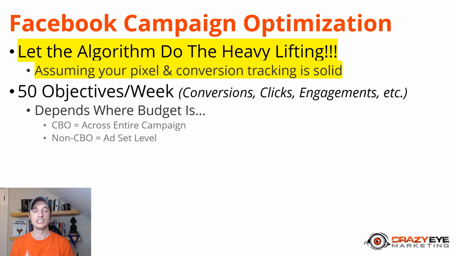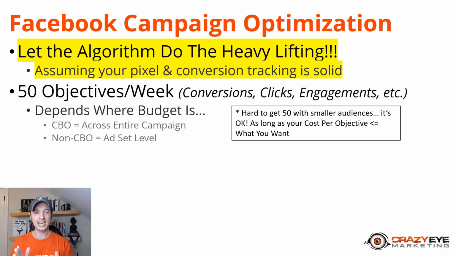Where your budget is set is where you need your objectives to take place. And you need 50 in order for it to count. Now, side note here, it's going to be very, very hard for you to get to 50 with smaller audiences. For example, if you're retargeting people that have purchased a certain product and you only have a couple hundred people that have bought that product, it's going to be hard to get 50 of those 100 to buy another product probably.